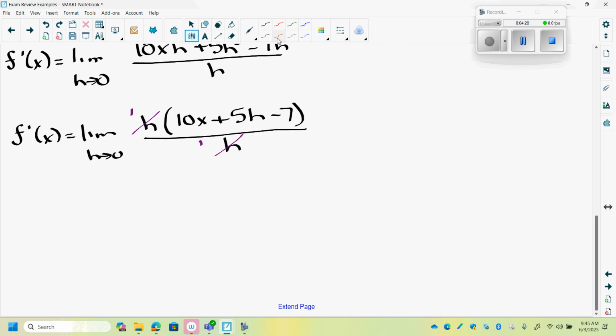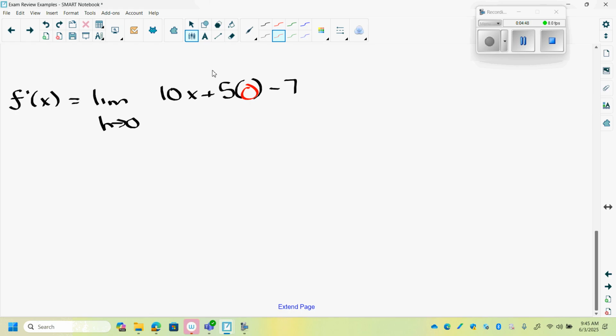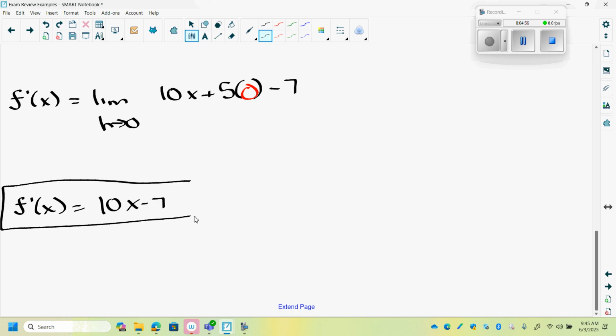And now we can go back to direct substitution. F prime x is going to equal the limit as h approaches 0. It would say 10x plus 5 times 0 minus 7. What's f prime x going to equal? That's right. 10x minus 7. That's my derivative. Because 5 times 0 is just 0.